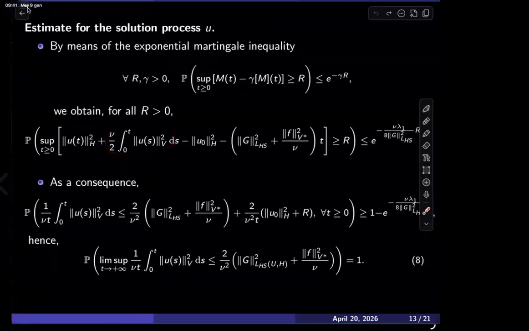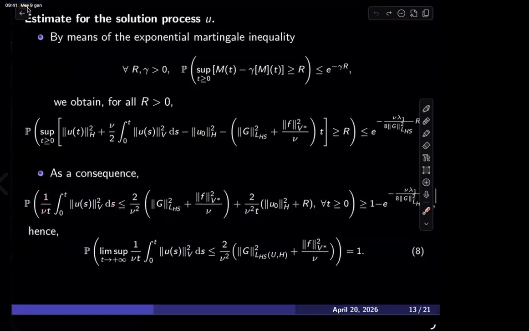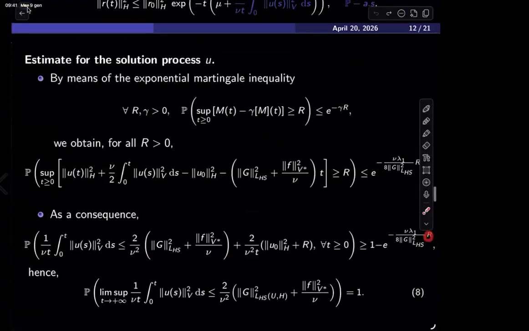Basically, if you divide both terms of this inequality by 2 over nu squared t, you obtain exactly the term that you wanted to estimate, and this term is estimated in terms of the forcing terms and something that depends on the parameter r and the initial data. This estimate holds for any time, and the probability that it holds true is 1 minus something that decays exponentially with respect to the parameter r.